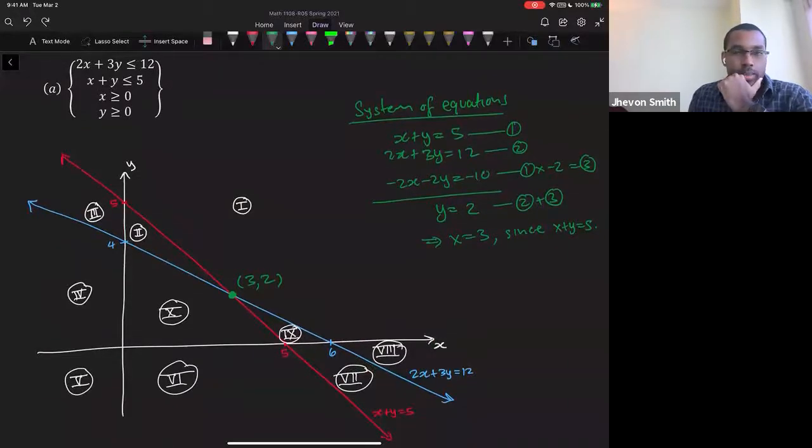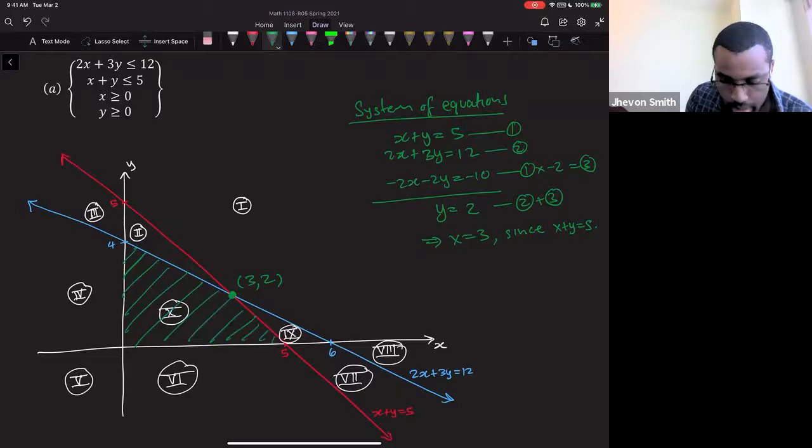The system is up there. We have 2x plus 3y is less than or equal to 12, x plus y is less than or equal to 5, x greater than or equal to 0, y greater than or equal to 0. What region or regions satisfy all of those things at the same time? I think it was 10. I think it's region 10, as in here. Yeah. Anything else?